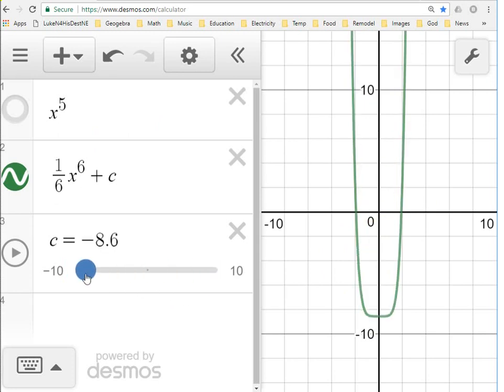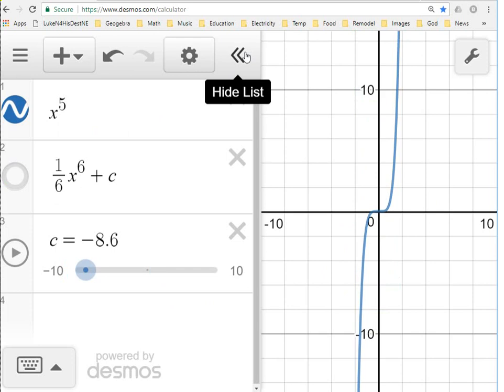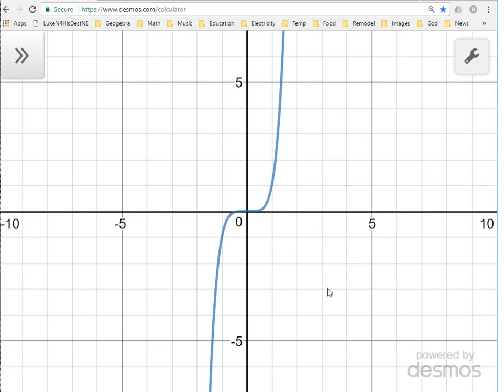And so for that reason, when we take the derivative of c, it goes away, and you just get the x to the 5th function, which looks like this. And so that's, again, why we have a plus c, because it just shifts the graph. It doesn't change the slope of the graph at a given point.